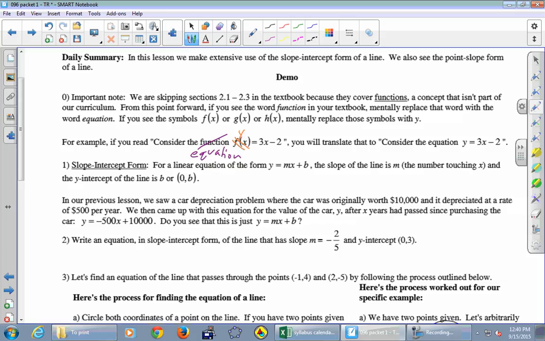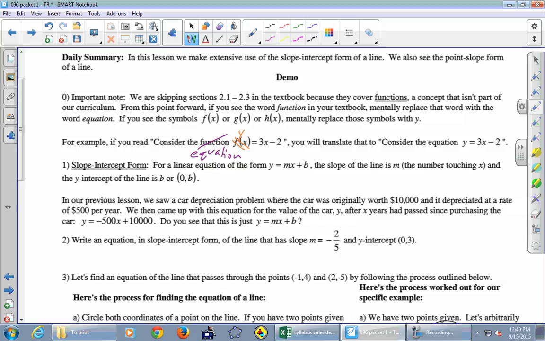Again, you're going to see the symbols and you're going to see the word function in MyMathLab homework. I have no control over that. All I can do is remind you, you are changing the word function and you are changing those symbols. Amy? In algebra, yes. No, the F parentheses X, it still means Y. So, yeah, they're equal.